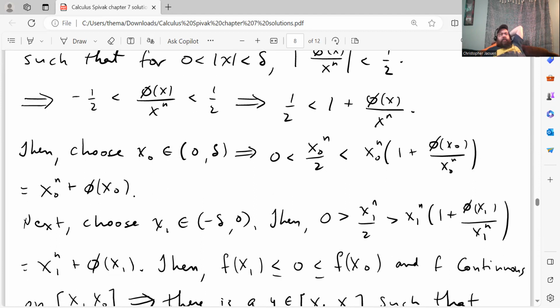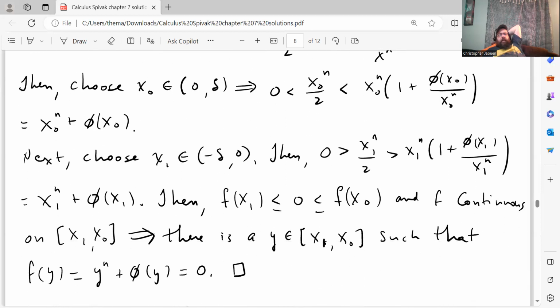Okay, and then choose x0 in the interval from 0 to delta. That implies that, just multiply through this inequality by x0 to the n, 0 is less than x0 to the n over 2, less than x0 to the n times (1 plus phi(x0) over x0 to the n). That's equal to x0 to the n plus phi(x0). Right, so that's a positive value for the function.